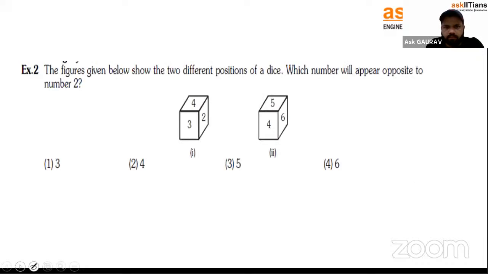Okay then, answer me this question. Example 2. The figure given below shows two different positions of a dice. Which number will appear opposite to 2? Which number will be there which is opposite to 2?